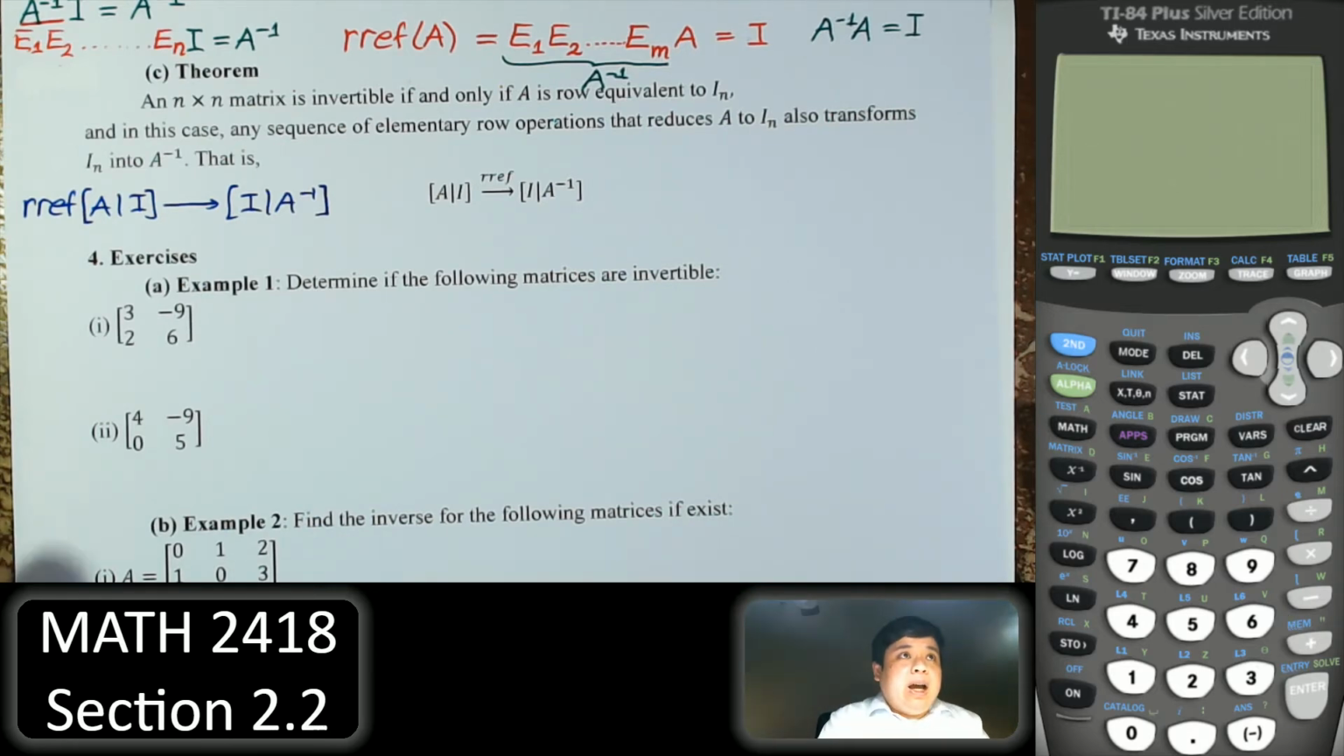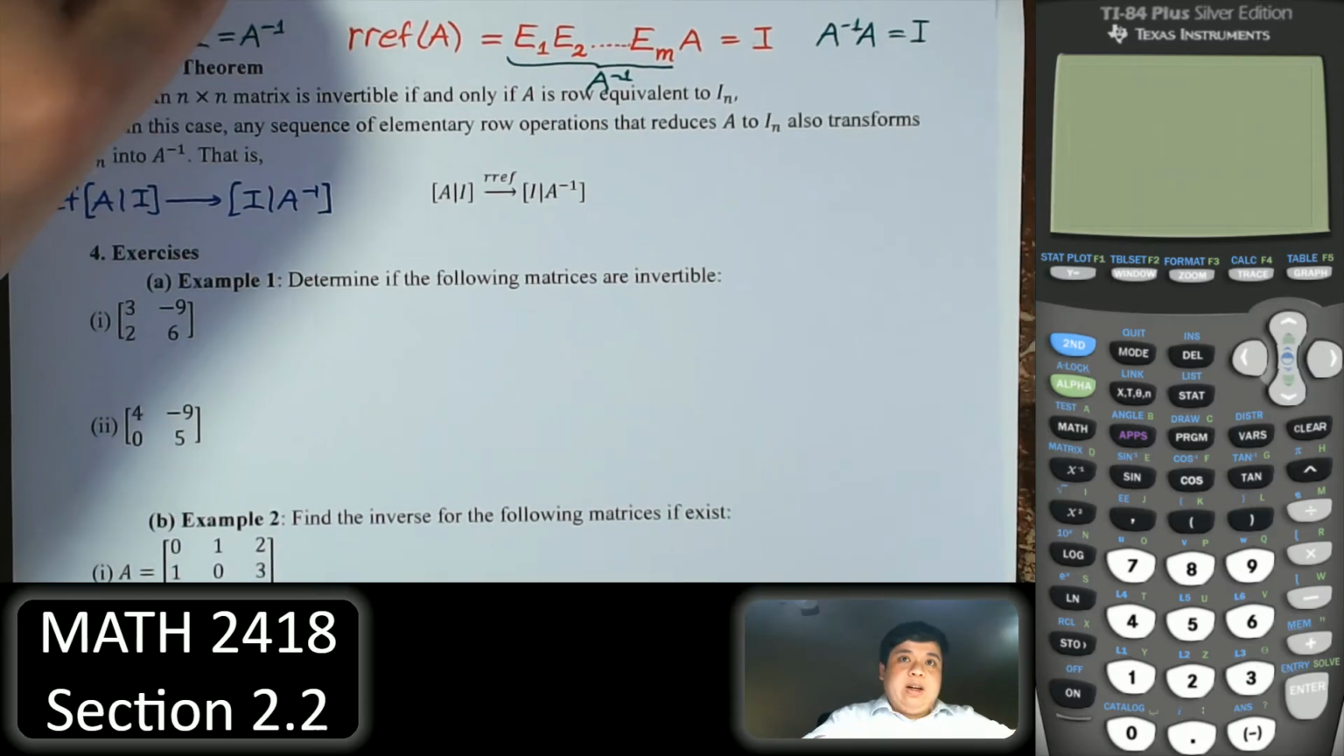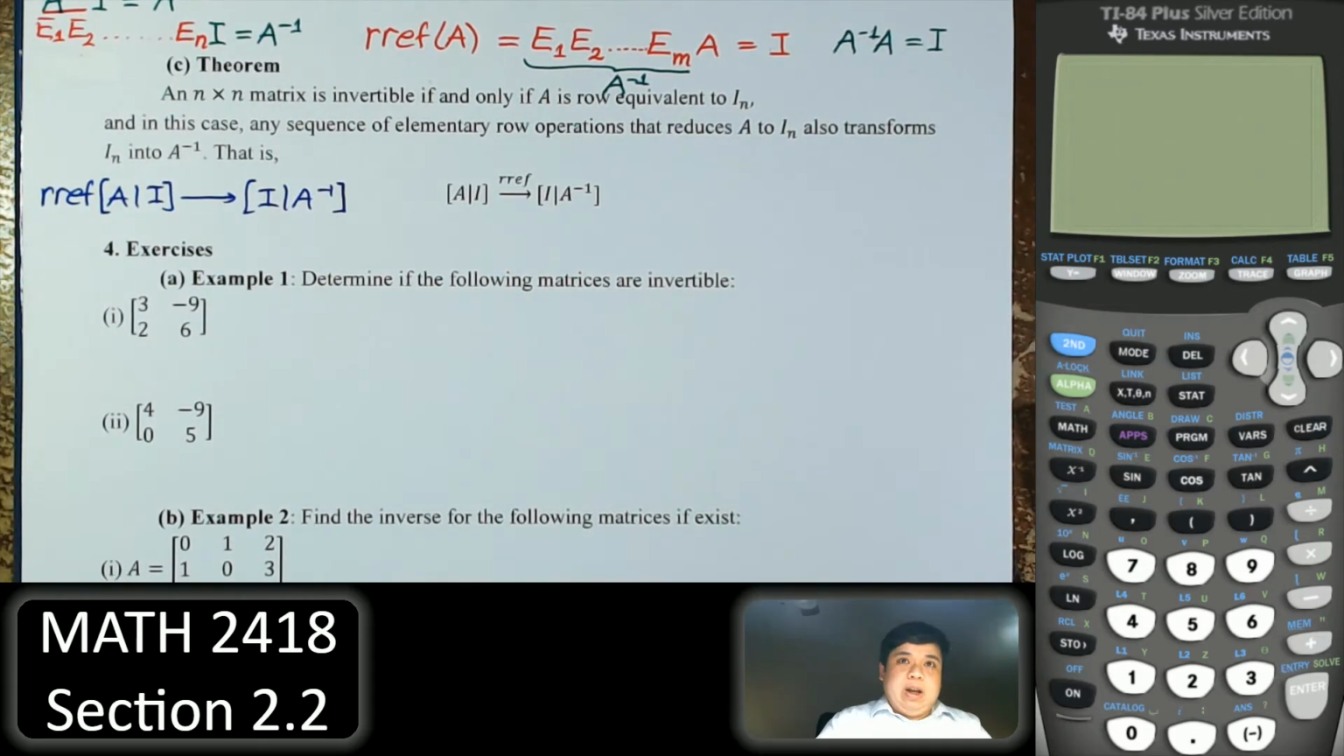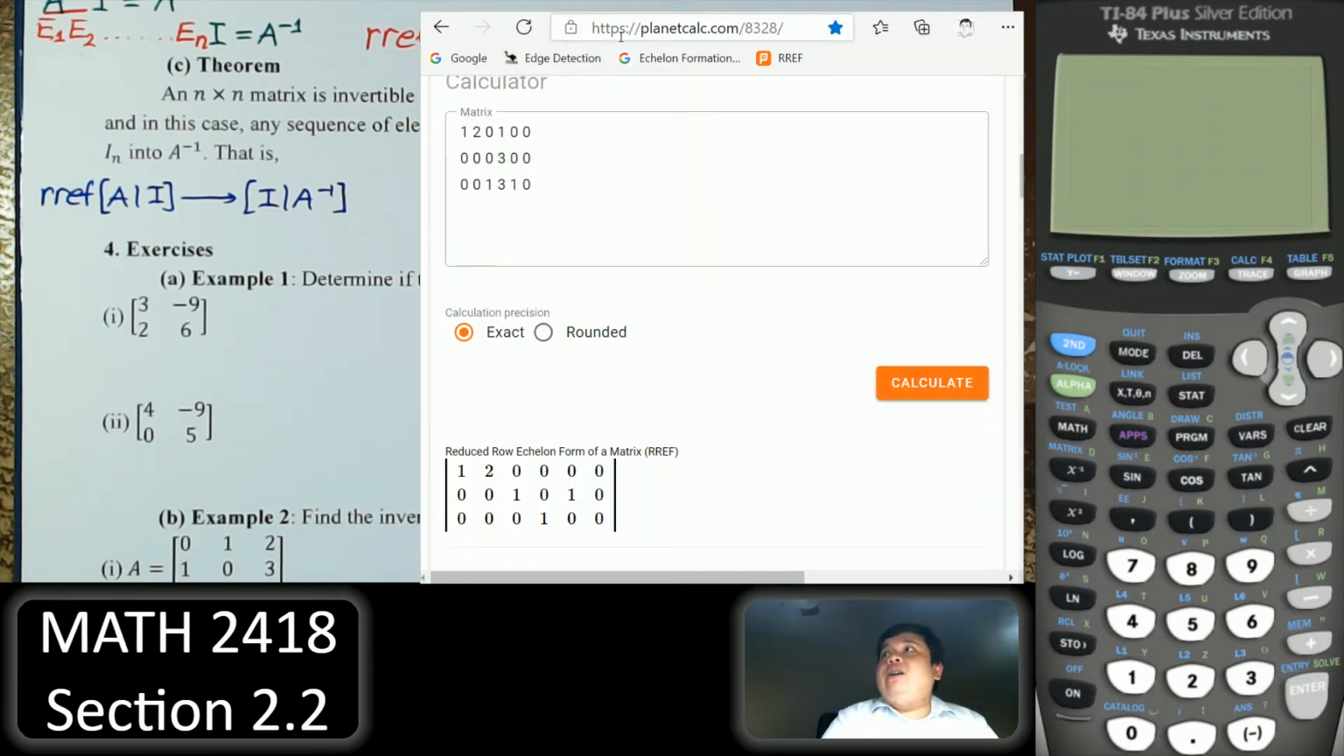By the way, I want to use the calculator that I showed, the online calculator that will do the RREF that I showed you in chapter 1. Let me show that real quick. Right, so this is the website.